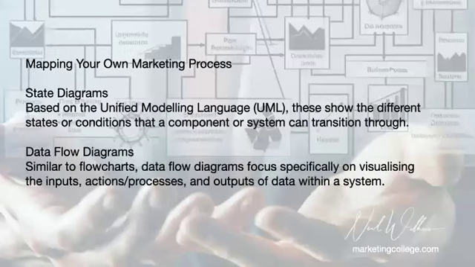We've got state diagrams showing different conditions or states that a component, a system, a product or a person can transition through. Often those involve the choices of if I go yes or if I go no, I end up in a different part of the flow or in a different part of the process. So maybe state diagrams could be something that could be interesting to use.